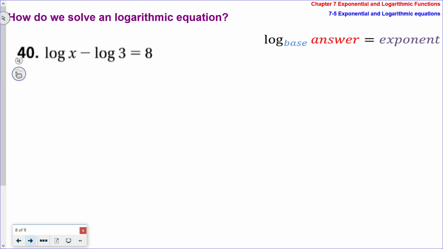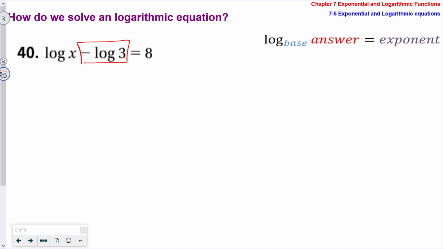So this one here, negative log of 3, that's not a logarithmic equation. We could just put this in our calculator. It's going to be a decimal. We'll just have to round. So negative log of 3, that's a number you could put in your calculator and figure out what that number is.